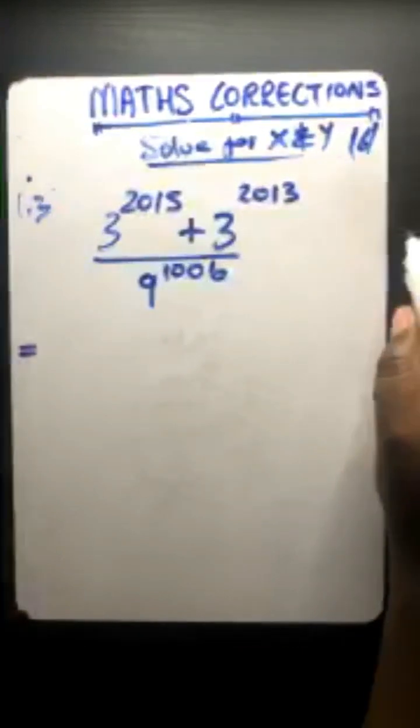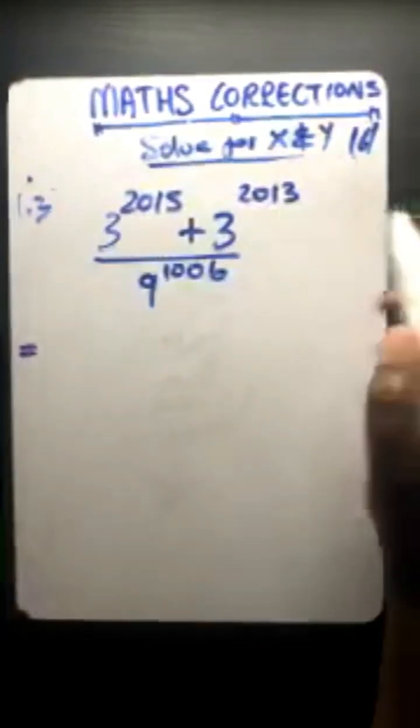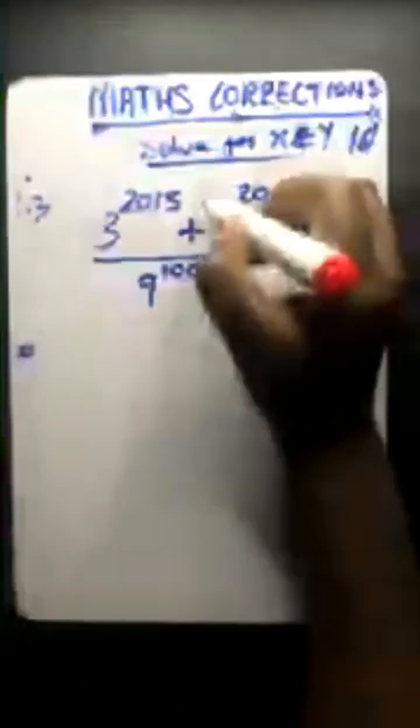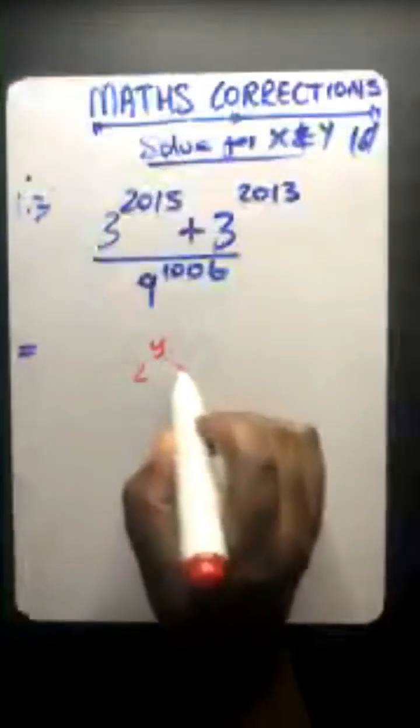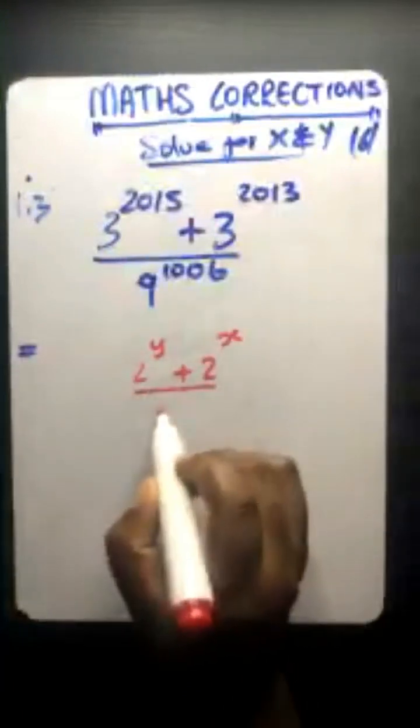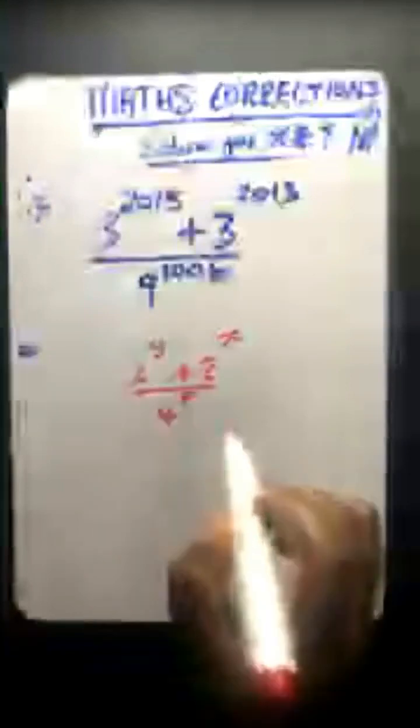Most importantly, guys, this is where you got it wrong, and this is very dangerous. Guys, this thing, it's like you're having 2 to the exponent y plus 2 to the exponent x over, let's say, 4 to the p.